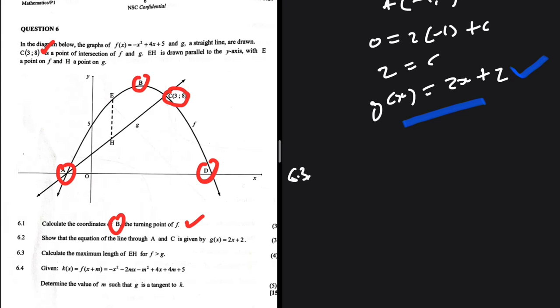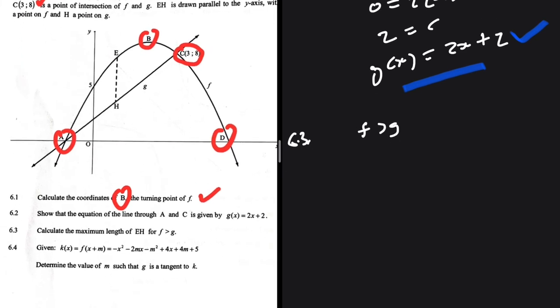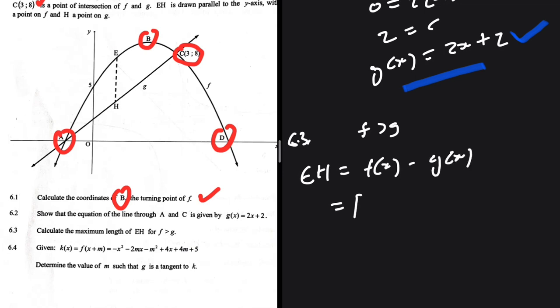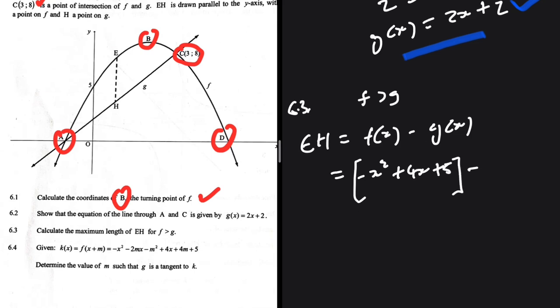Let's take a look at 6.3. Calculate the maximum length of EH for f is greater than g. A basic equation that we always see. So EH is going to be f of x as it is at the top minus g of x, which is below it, right? So in place of f of x, we have minus x squared plus 4x plus 5. And then we subtract g of x, which is 2x plus 2, okay?